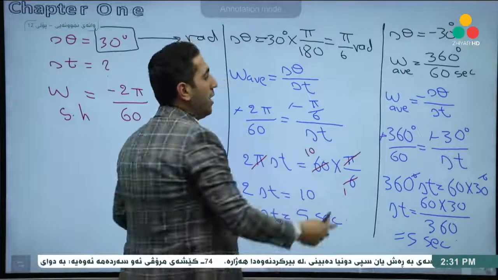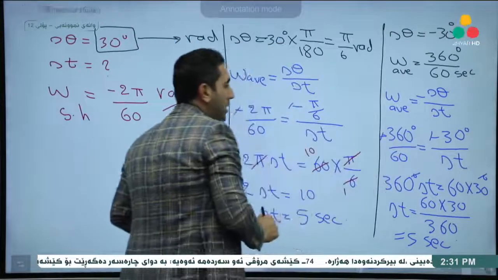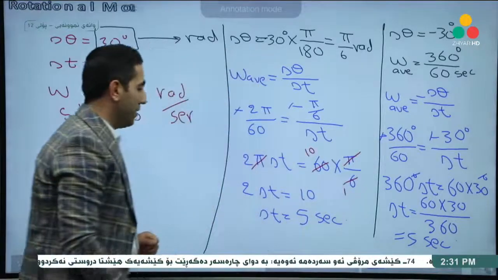for the second hand is equal to 360 degrees over 60 seconds.